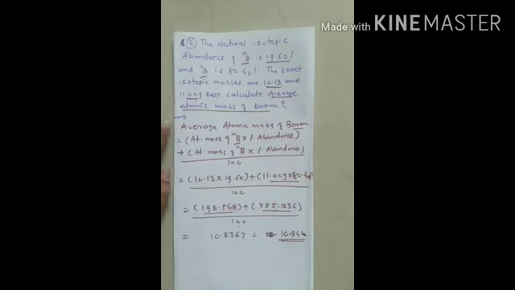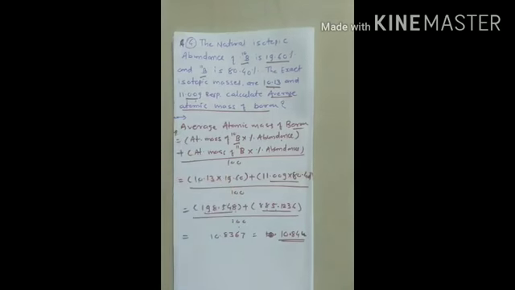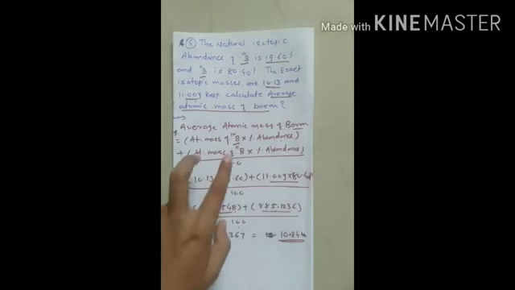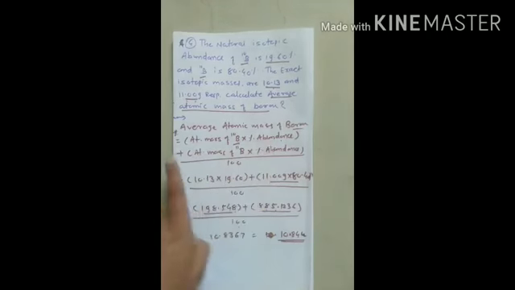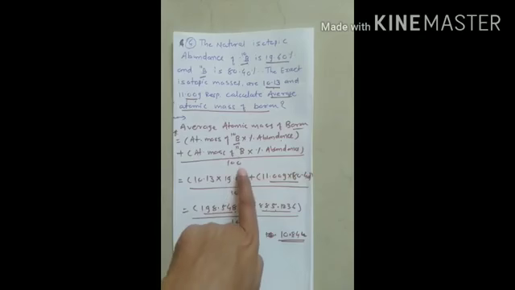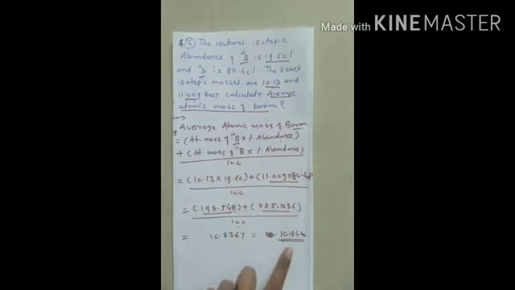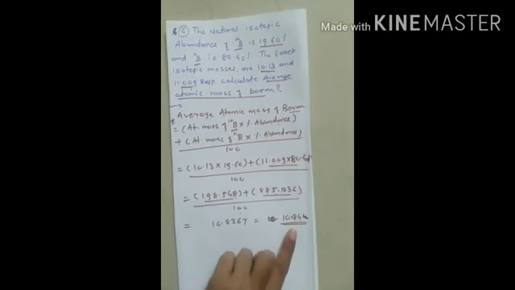The only thing is that you must remember this formula. That is the reason I already gave you the formulas before starting this exercise. We just have to remember the formula and write it down properly: atomic mass into its percentage abundance, plus atomic mass of second isotope into percentage abundance, whole divided by 100, and each and every value is given. If you put the values and calculate, you will get the answer 10.84 atomic mass unit.